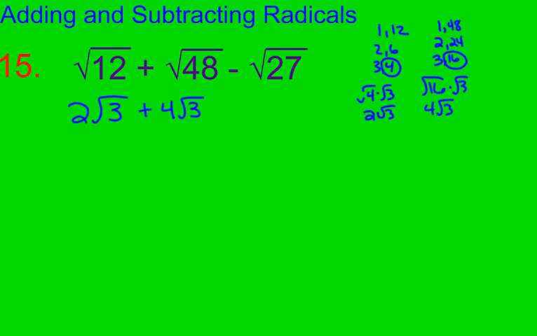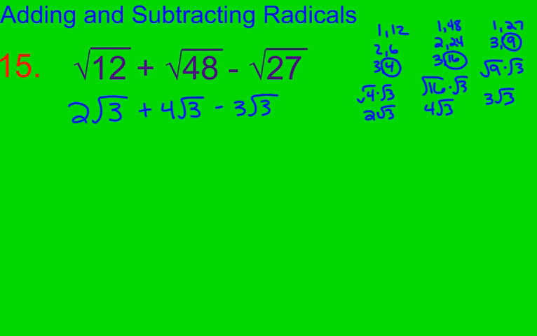Lastly, I'm going to try and break down 27. So 1 and 27, 2 does not go into it. 3 and 9, look at that. 9 is a perfect square. So I'd write root 9 times root 3, which gives me 3 root 3. So I'll bring my minus sign down with that, so it'll be minus 3 root 3.